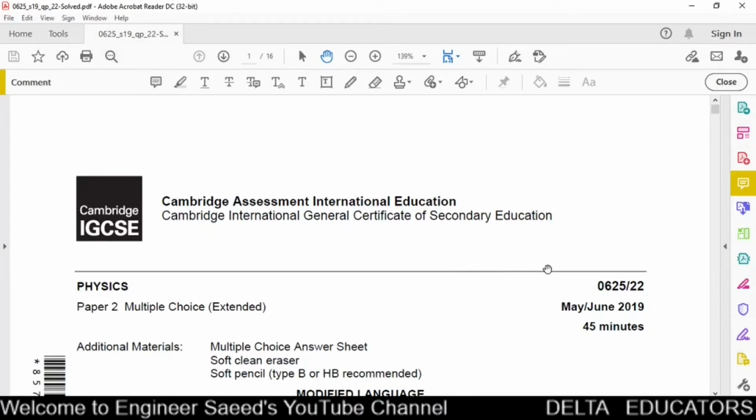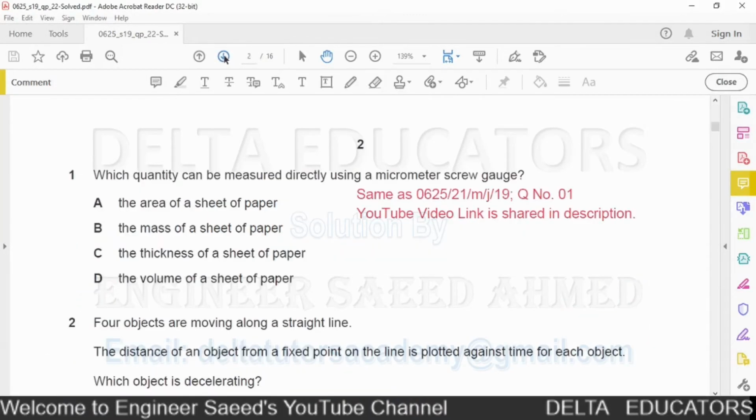IGCSE Physics, Paper Code 0625, Paper 2, Variant 2, May June 19. Today we will solve question 1 to question number 20.